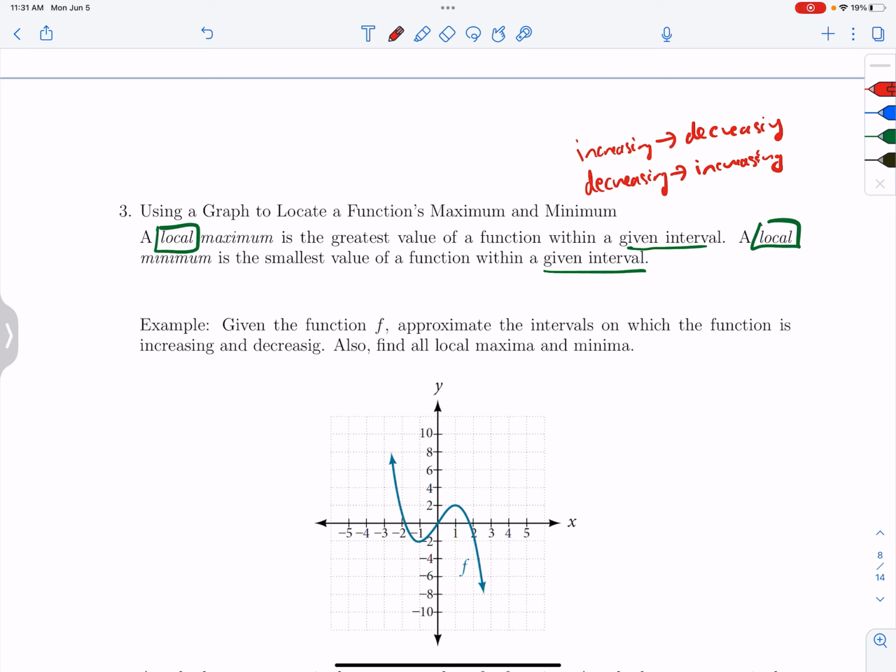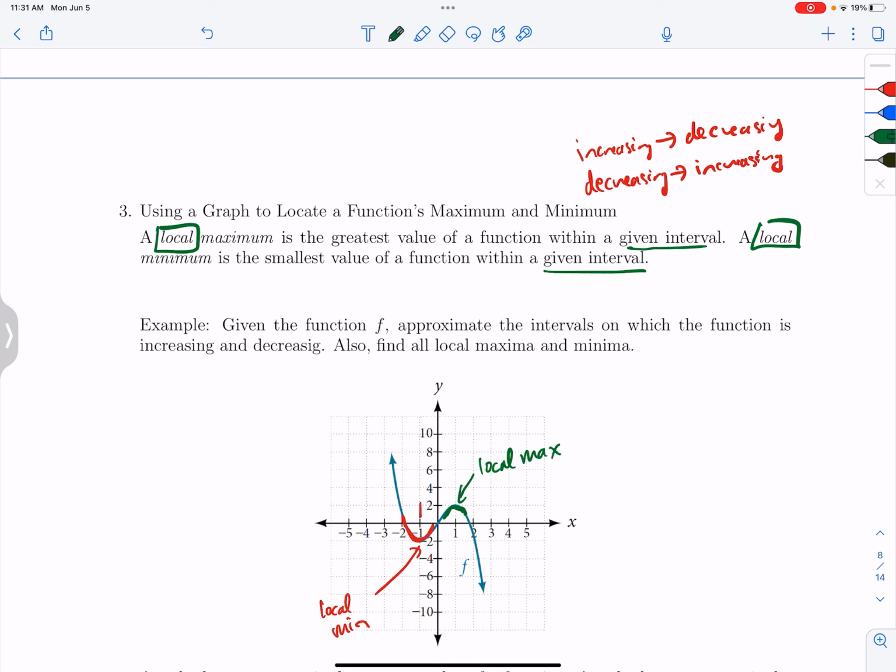So if we look at this function, we can see that right here is where I'm going from the left of -1, I'm decreasing, and then I start to increase. So this point right here would be a local min. And this point, similarly, is where I'm going from increasing to decreasing. This value would be a local max.